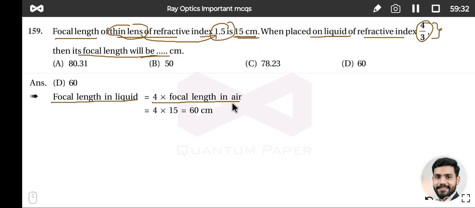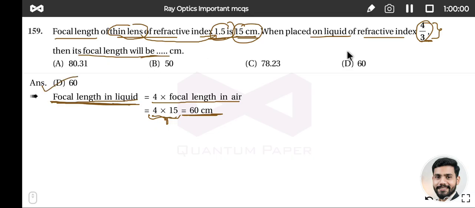In the liquid, focal length increases as compared to air, but you can apply this result only when the refractive indices are the standard 1.5 and 4/3, for standard glass. So focal length of thin lens in liquid is nothing but 4 times the focal length in air. In air, the focal length is 15 cm. So 4 times 15 is 60. So the correct answer is D, 60 centimeter. Look at the next question.